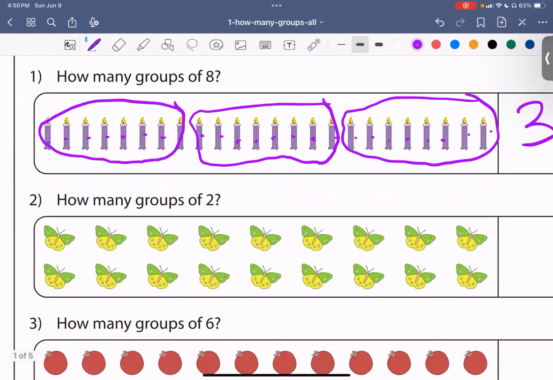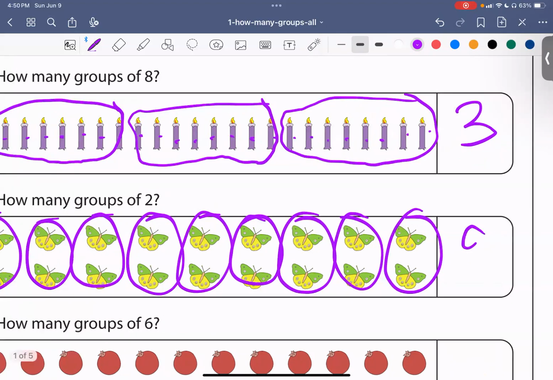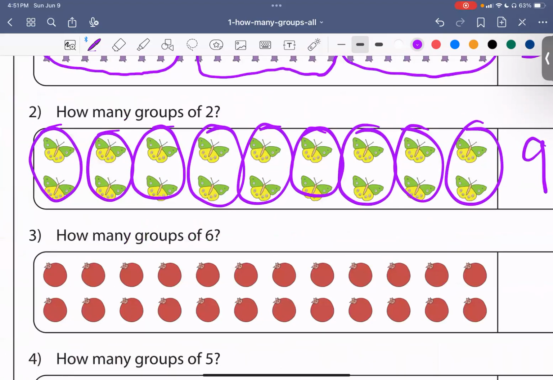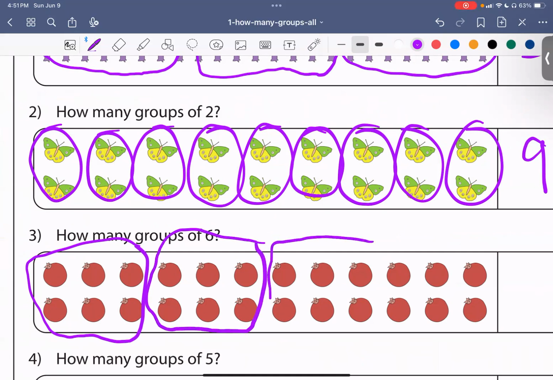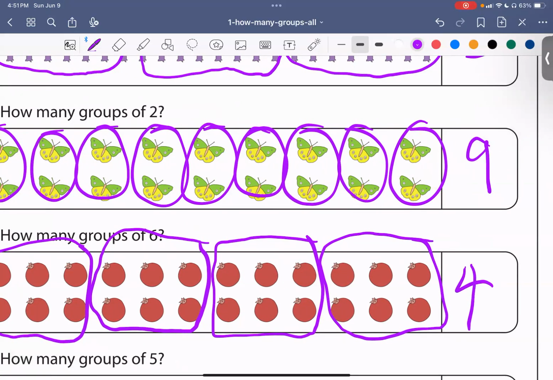How many groups of 2? 1, 2, 3, 4, 5, 6, 7, 8, 9. I have 9 groups of 2. How many groups of 6? Let's see. So I'm looking at it, and that's how I'm able to make the groups. I'm eyeballing it. That's what it's called when you look at something and you can do it in your mind. So that's 2 groups of 6, 3 groups of 6, 4 groups of 6. So I have 4 groups of 6.